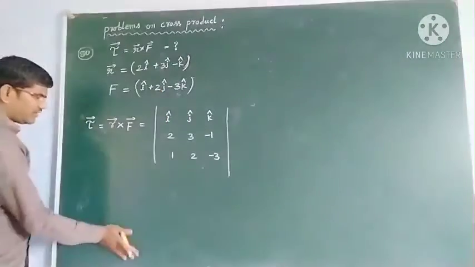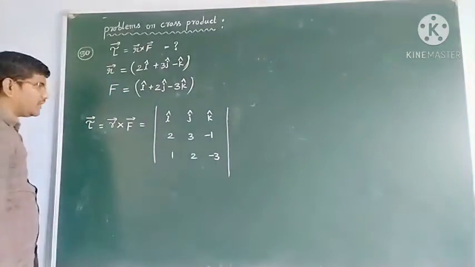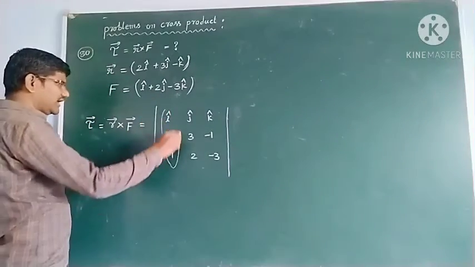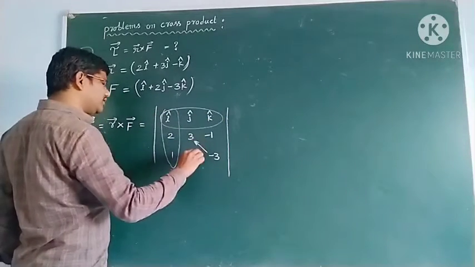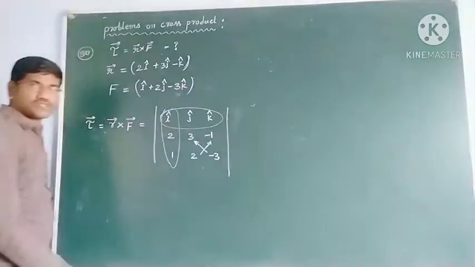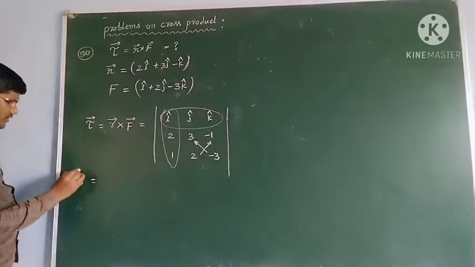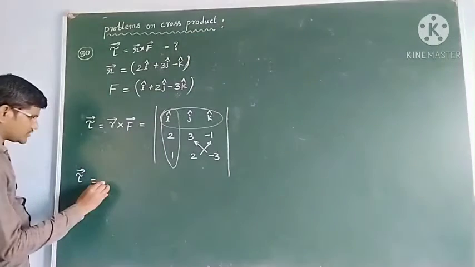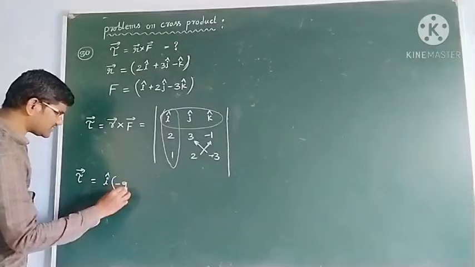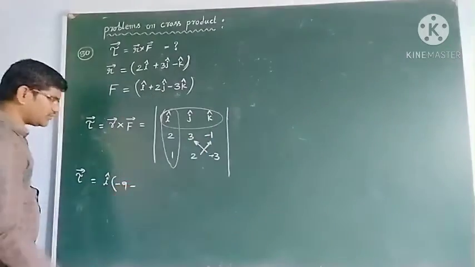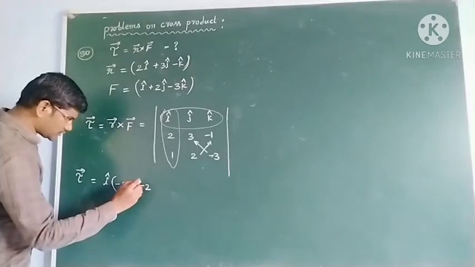Okay students, now our target is finding r bar cross F bar. Close this vertical line and close this horizontal line. Take the product of these two and take the product of these two also. Okay students, then torque tau bar is equal to, so what will we write? i cap into 3 into 3 is 9, and in the formula you have minus, and 2 into minus 1 is minus 2.